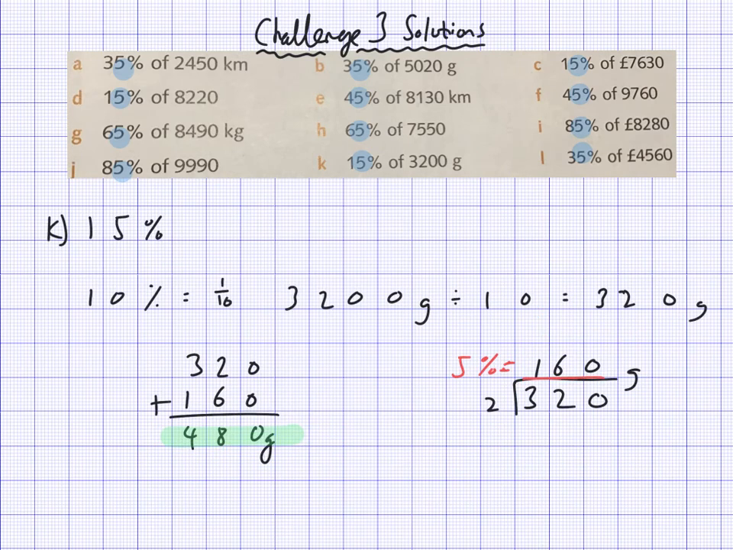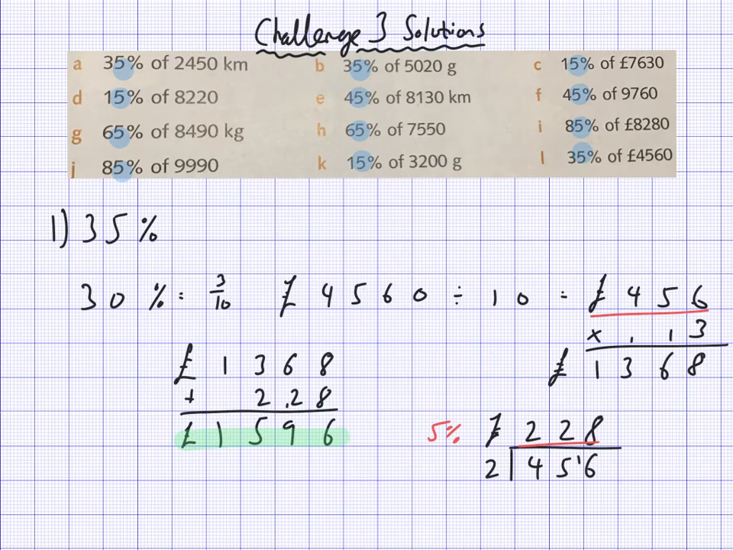8,491.5. For K, we were finding 15%, so I found 10%, or 1/10, by dividing it by 10, which gives me 320. I divided that by 2 to find 5%, which gives me 160, added them together, and my final answer was 480 grams. And for L, we're finding 35%.